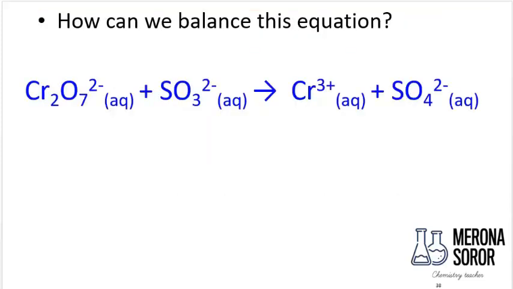Now we have an example. How can we balance this equation? Cr2O7 2- ion plus SO3 2- ion give Cr3+ ion plus SO4 2- ion.